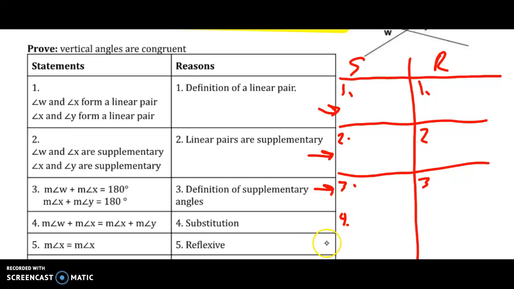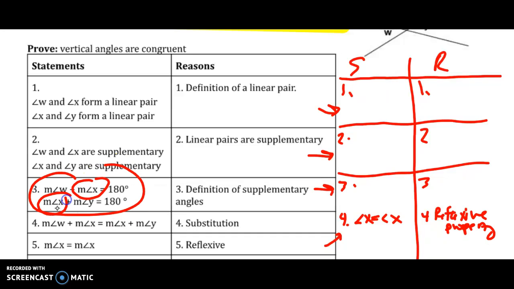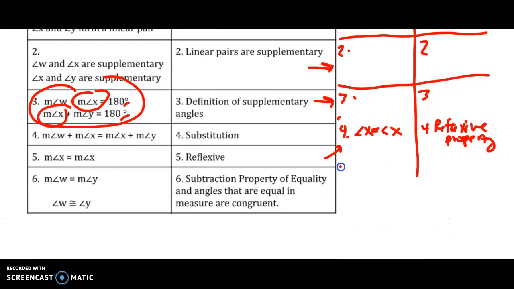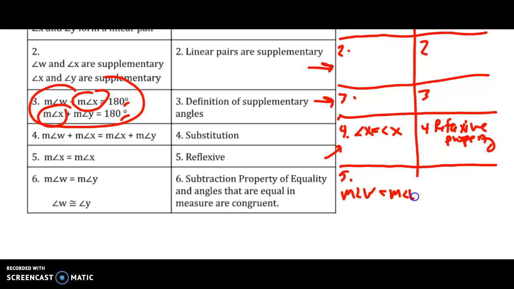Step 4 will be what step 5 is, saying the measure of angle x is equal to itself, and we know that that's the reflexive property. Well, since step 3 tells us that both of these have angle x in it, that is the congruent angle, because these add to the same amount, 180 and 180, the measure of w and the measure of y have to be the same. So we can eliminate one step from this proof that involves subtraction and go right to the measure of angle w is equal to the measure of angle y.